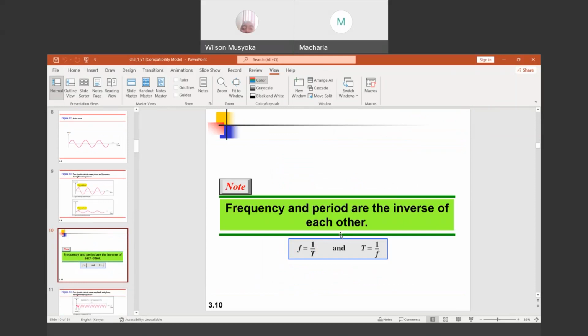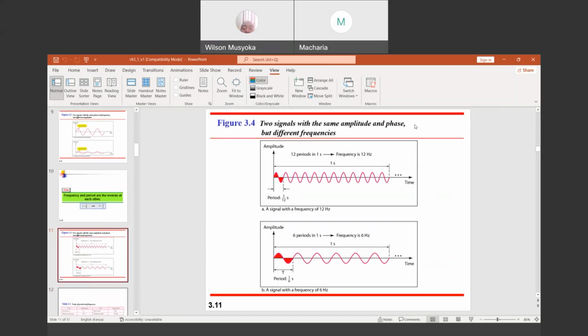If you want to calculate the frequency and the period, they are inverses of each other. Frequency is equal to 1 over the period, and the period is equal to 1 over the frequency. Again, here we have two signals. They have the same amplitude and the same phase, but different frequencies.